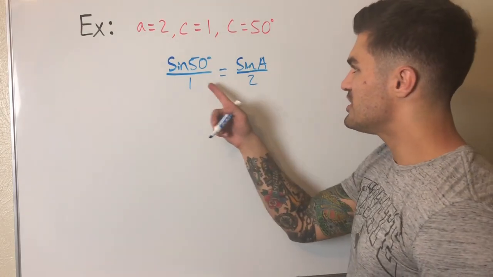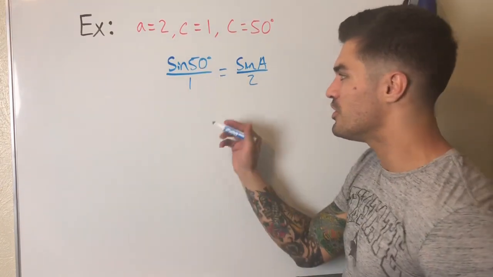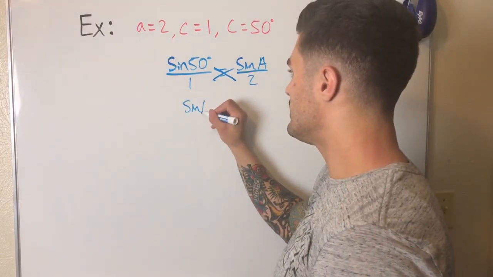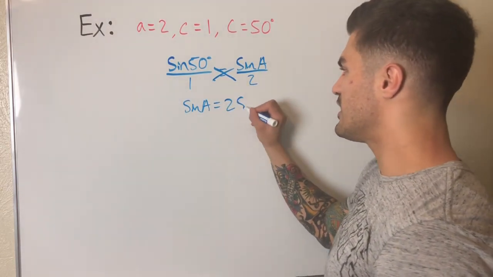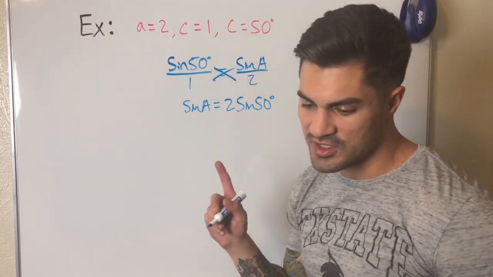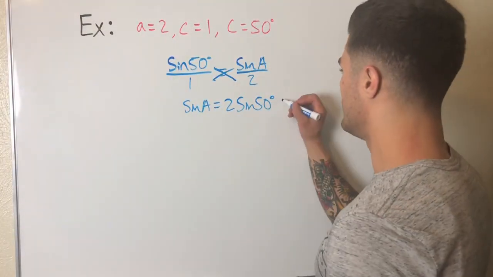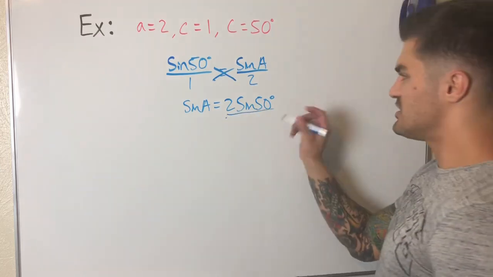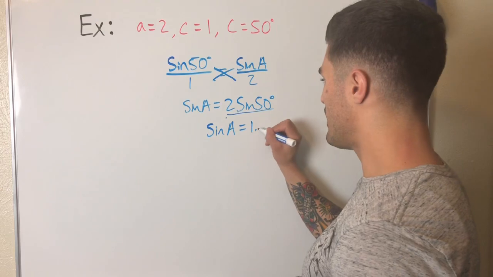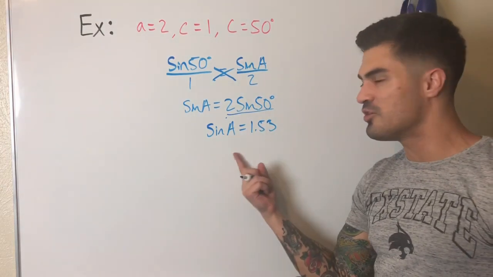I could cross multiply, or I could just multiply both sides by 2 since this is over 1. Either way, if I cross multiply, I get sine A equals 2 times sine of 50 degrees. So I'm going to punch in 2 times sine of 50 degrees into my calculator. What did I get? I got 1.53. So normally I'd write out sine A equals 1.53, and I'd take the sine inverse of both sides to solve for angle A.